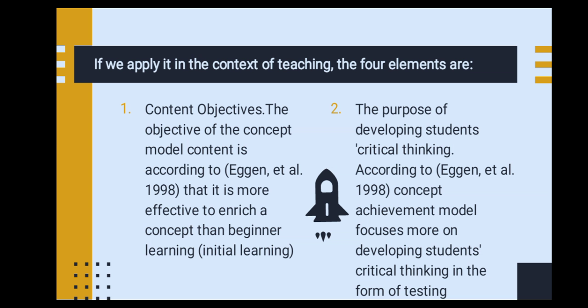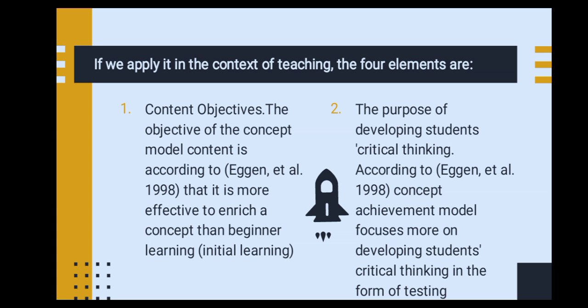Next, the last is the purpose of developing students' critical thinking, according to Agent et al. 1998. The concept attainment model focuses more on developing students' critical thinking in the form of testing hypotheses. In learning, students must emphasize the analysis of the existing hypothesis and why the hypothesis is achieved, modified, and rejected.